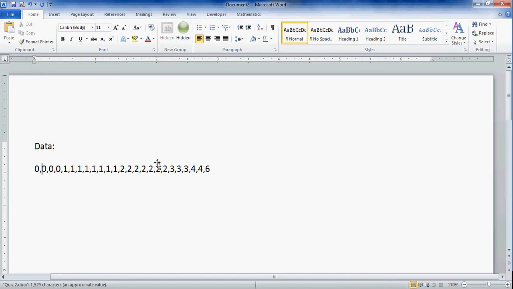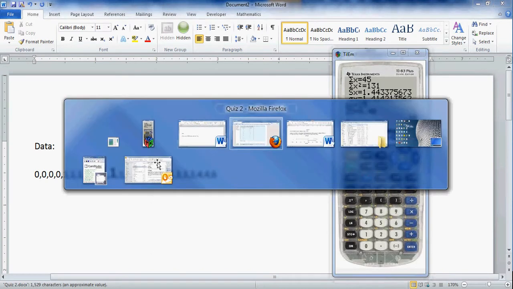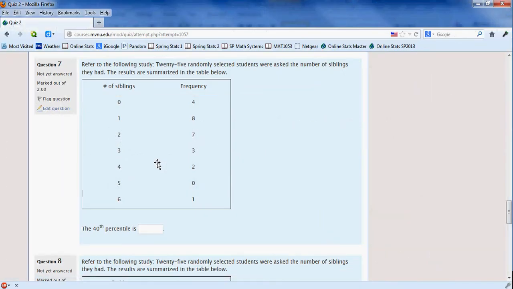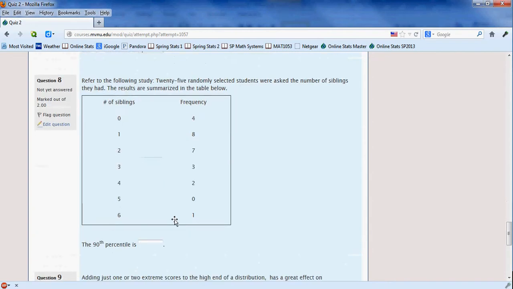And we do, let's see, there's 4, 5, 6, 7, 8, 9, 10, 11. So the 10th position is this one, and the 11th position is that one. So I'm going to average these two numbers together, and that's easy. 1 plus 1 is 2, divided by 2 is 1. So my 40th percentile is 1.